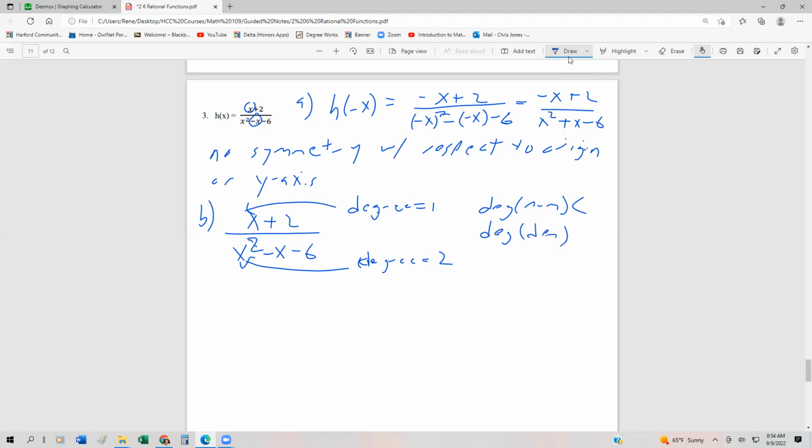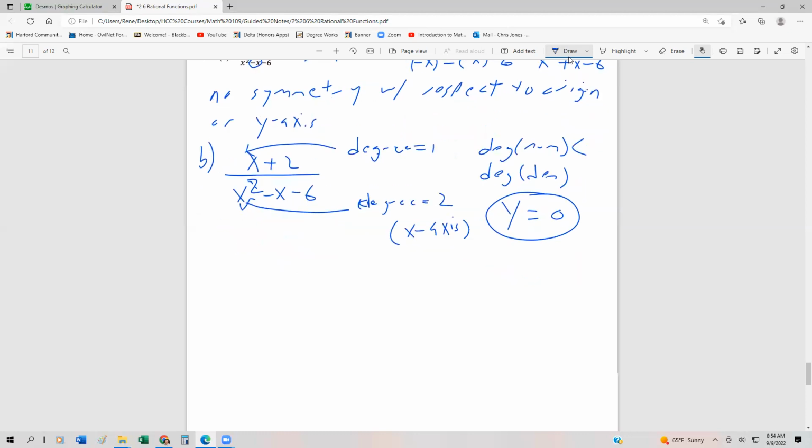And so what that means is that we are going to have the equation y = 0. Okay, so that's going to be our horizontal asymptote, which is the x-axis. Just remember that's the equation of the x-axis. All right, now, next thing we're going to do is find some holes in this if they exist.